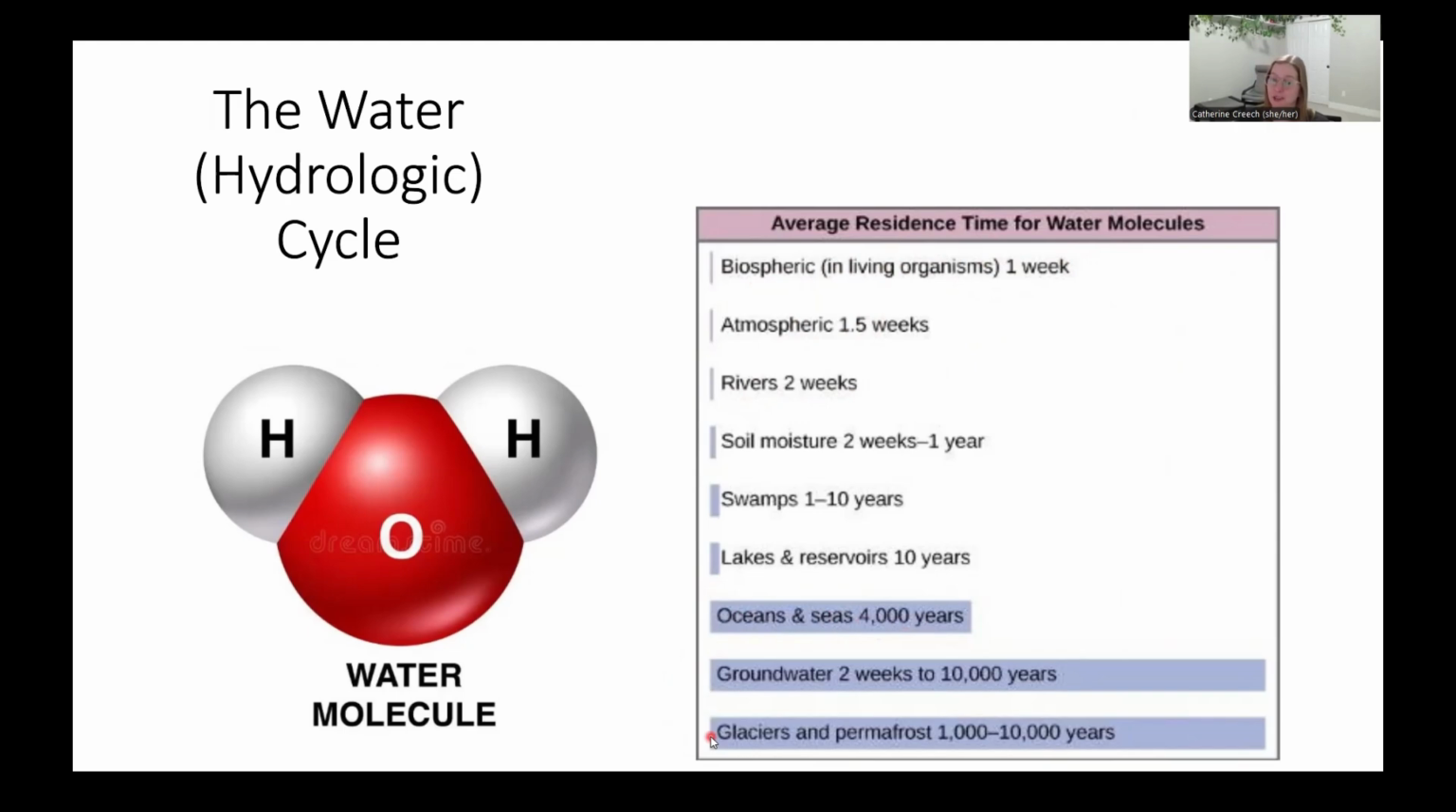And then if you look at glaciers and permafrost, it can be 1,000 to 10,000 years that the water molecule is stuck in there before it's returned to the ocean to be used again. So it's like how long it sits in its reservoir is the residence time. So a lot of our water is really locked in and pretty much inaccessible.